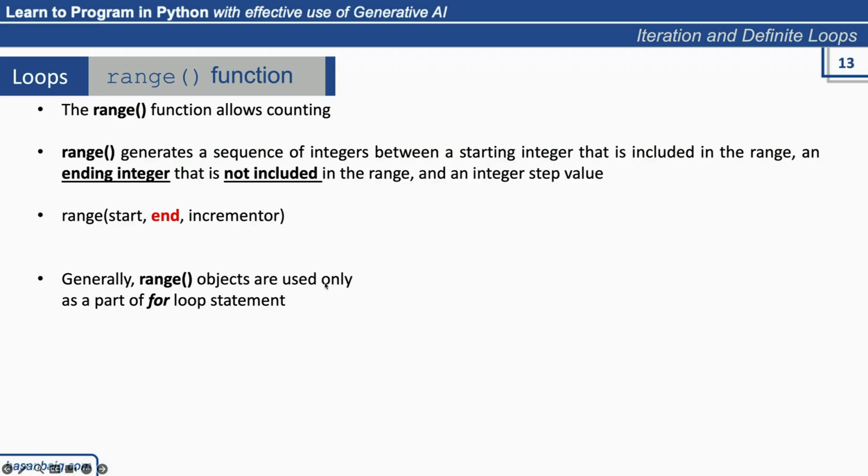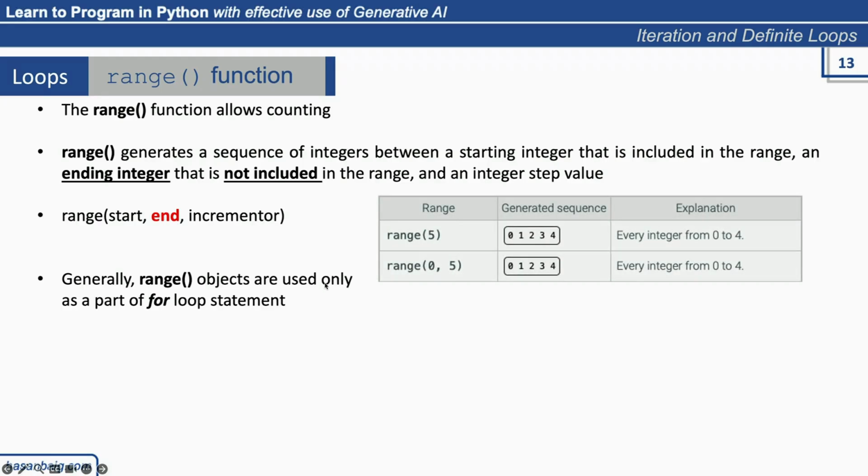Let's see some examples. When you pass range 5, it will generate the sequence 0, 1, 2, 3, 4. The END value is always excluded, just like in slicing. By default, if you do not specify anything, it will generate a sequence starting from value 0. So even if you specify 0, 5 or simply 5, it will generate the same sequence starting from 0 until 4.